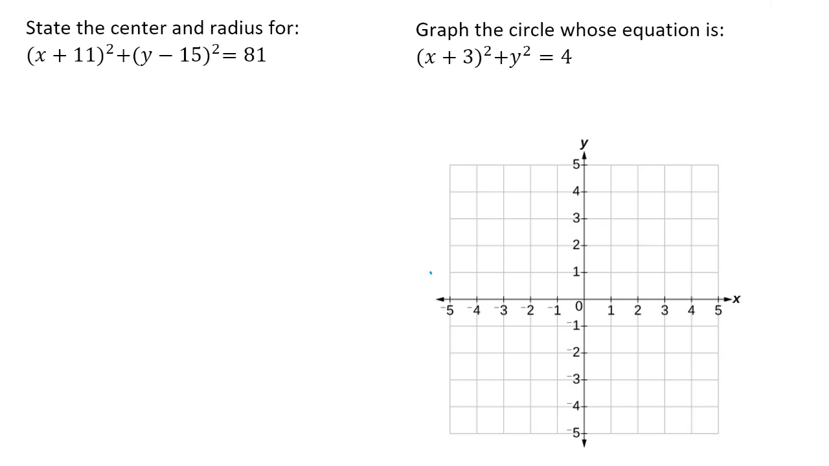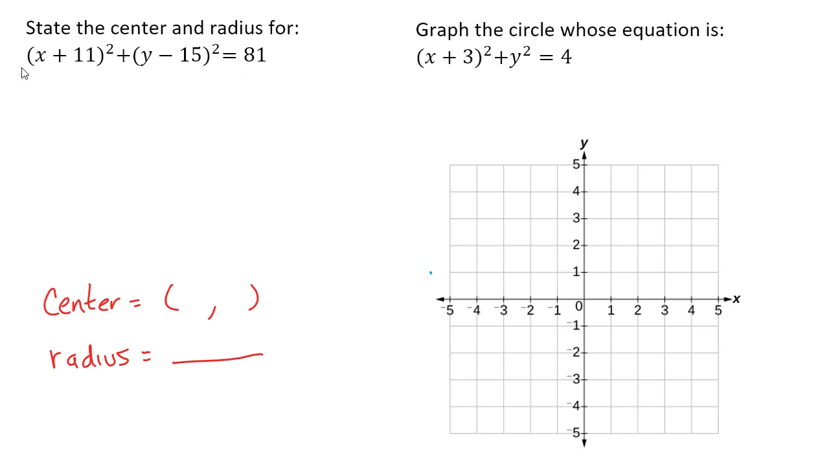Okay, let's take a look at a few examples on this topic. First, let's state the center and the radius for the equation (x plus 11) squared plus (y minus 15) squared equals 81. I want to know the center, and this one should be an ordered pair. And I want to know the radius, and this would be some number.